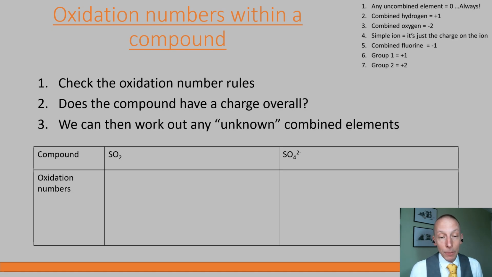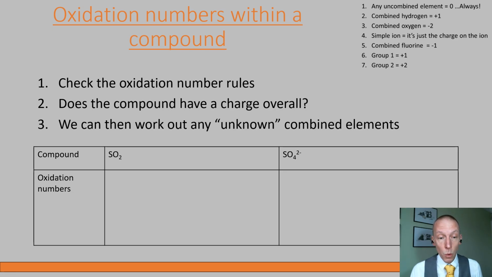Now, oxidation states get a little bit more complicated when we are faced with an element that doesn't fit any of those rules. So if we have a compound and we need to work out the oxidation numbers within that compound, the first thing we need to do is check the oxidation number rules. We then need to look to see if the compound has a charge overall. And from those two things, we should be able to work out any unknown combined elements. So the first example we've got here is sulfur dioxide.